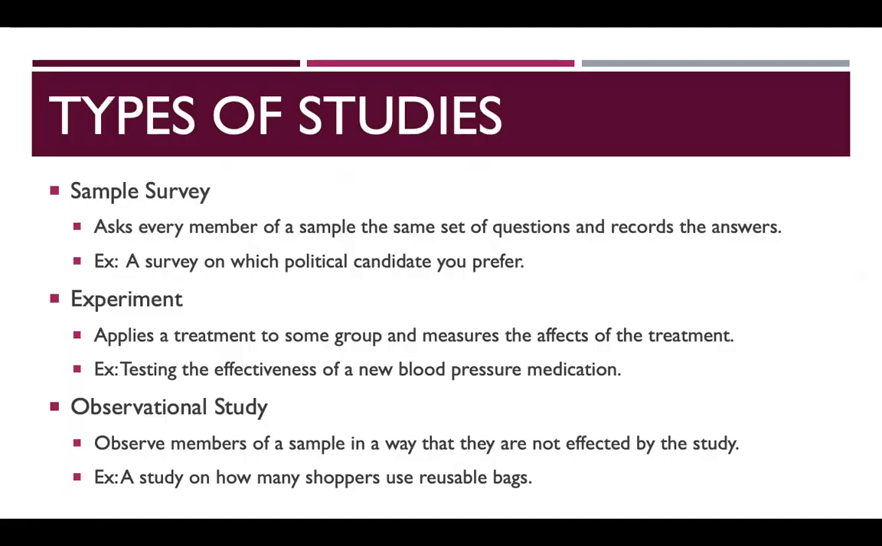Okay, so there are three main types of studies that we can do. So the first is a sample survey, and it's just a survey. It's where you're asking every member of the sample the same set of questions, and then you're recording the answers. So an example of that would be a survey on which political candidate you prefer.